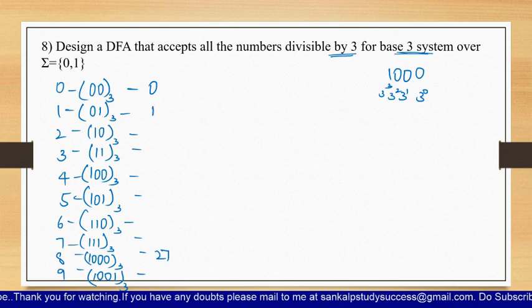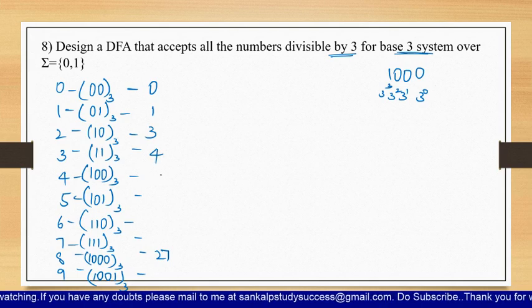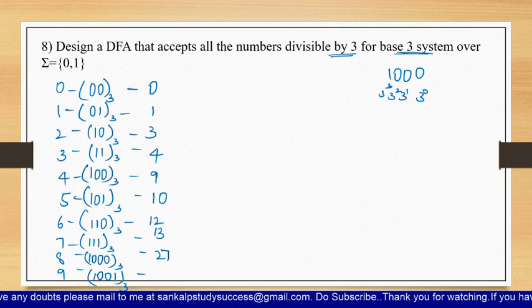This is nothing but 1, right? Now then here we are going to get 3. Then here 3 plus 1 is 4. Then 3 power 0, 3 power 1 and 3 square, which is nothing but 9. 9 plus 1 is 10. So 9, 10. Then in this way you are going to convert 12, 13, 27 and 28.